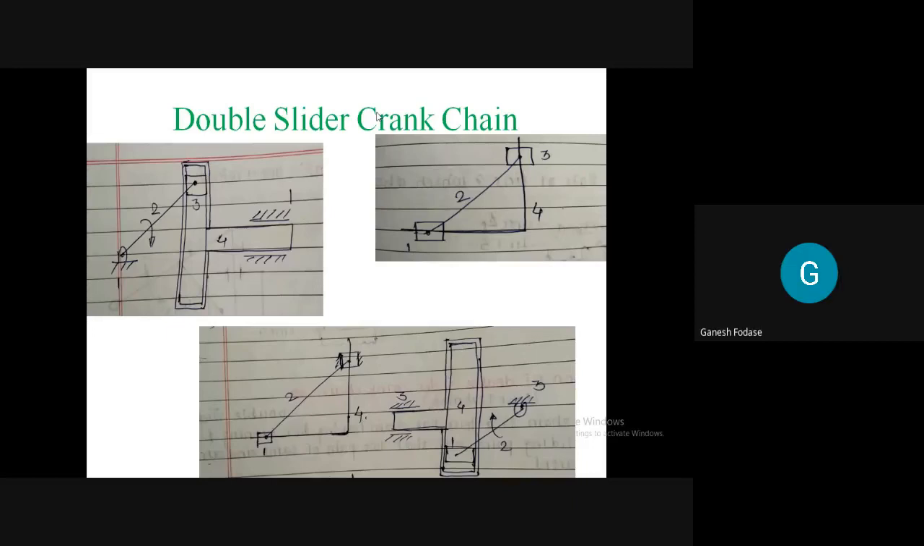So if anyone asks you a question like this, in any mechanism, how many inversions are possible, you have to check the number of links. If you know the number of links exactly, the maximum number of inversions possible is equal to the number of links. It may be repeated.